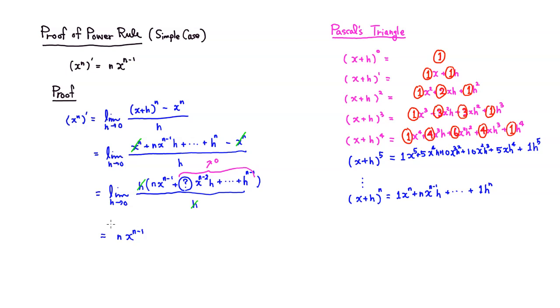So this is just a special case. This doesn't prove the case where n is a non-natural number, but where n is a natural number, we can prove this. So that proves this power rule for a simple case when n is a natural number. All right, that's it. I hope that this was clear.